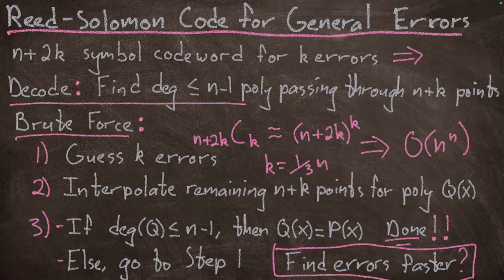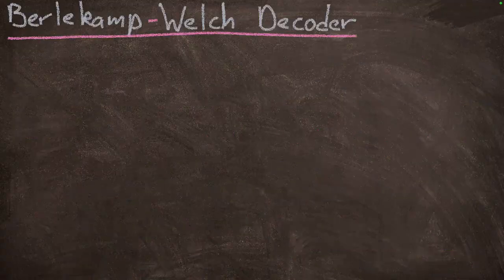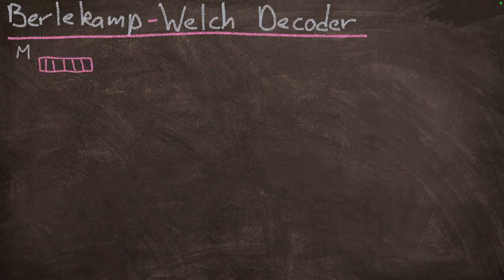So can we find errors faster? That's what it says down there. Can we find the errors faster? And what we're going to do is what's called the Berlekamp-Welch decoder. Okay. So this is going to be a pretty cool trick. Also, we're going to be going fast through it, so you're going to have to rewatch it.